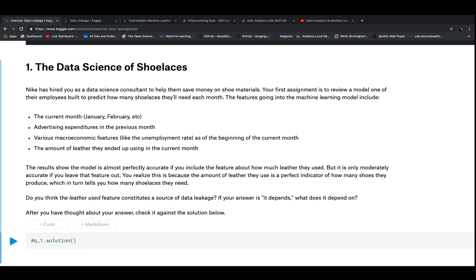The results are almost perfectly accurate if we include how much leather was used, but only moderately accurate if we leave it out. So we need to decide: is leather used a source of data leakage? In this instance, I think we're talking about target leakage. Is it giving some information directly about the thing that we're trying to predict?